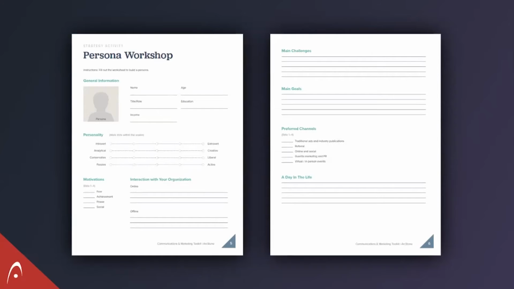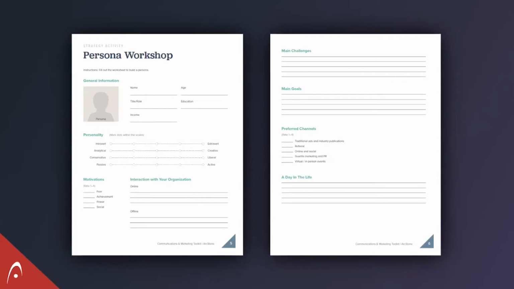So, you're going to fill out a name, and these usually have fun names. Like the other one I showed you, I think, Caretaker Kathy. So you create a fictitious name. You go through the demographics, like age, title, education, income. Then you dial into their personality. Are they introverted versus extroverted? Are they more passive or more active? And then score their motivations.